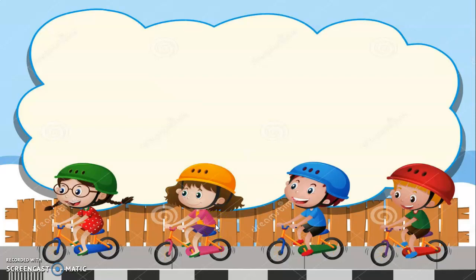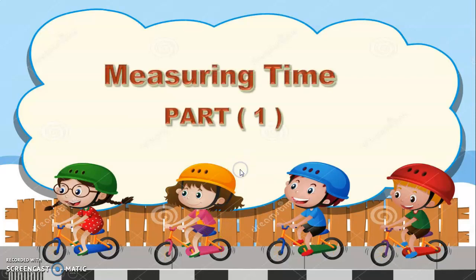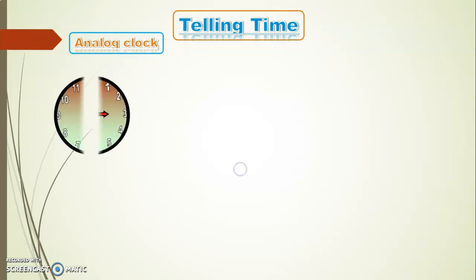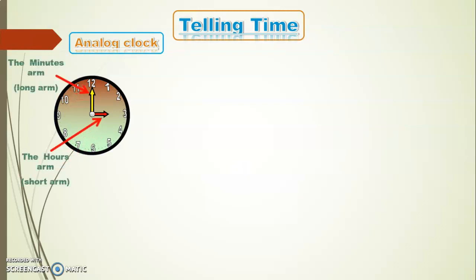Good morning, dear students. Today we are going to start a new lesson, which is measuring time. Telling time. We have two types of clock, which are the analog clock and the digital clock. The first one, the analog clock, this is the shape or the face of the clock. We have two arms. The tall arm, or the long arm, is the minutes arm, and the short one is for the hours.